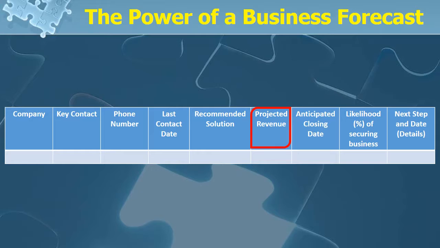Projected revenue. What is the value of the sale, or what amount would the client be invoiced for once they receive approval? Anticipated closing date. Based on the information that you've been able to gather, when, what day, will they receive approval, or when will the funding become available? Likelihood, percentage of securing the business. How confident are you that they will receive approval and funding for the solution, products and services?